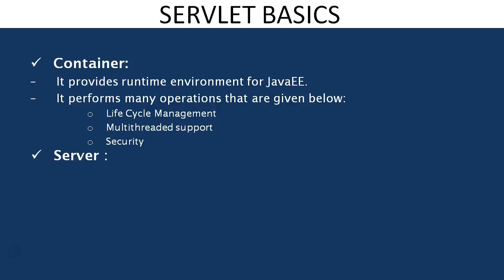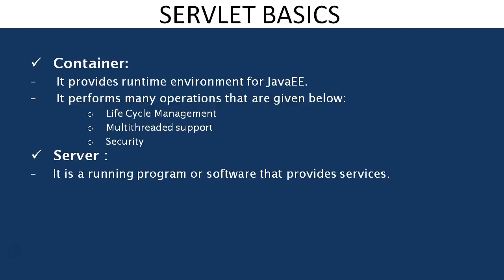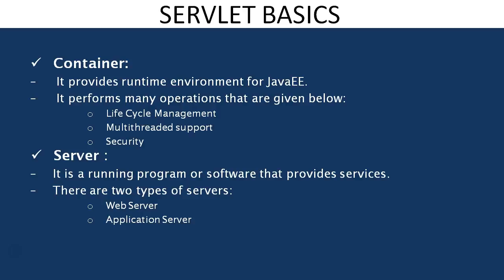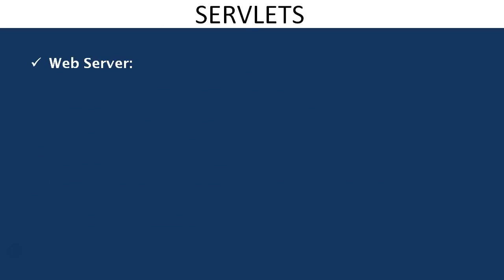And then server. Server is nothing but a running program or software that provides services. So there are generally two types of servers. One is a web server and another one is the application server. So first let us see what is a web server. Web server generally contains the web or servlet container.